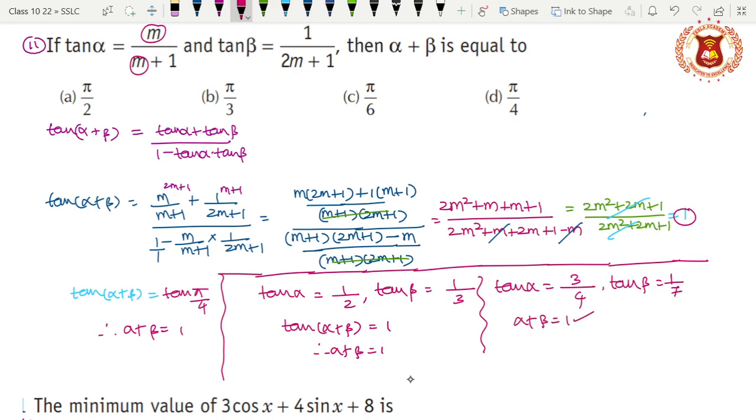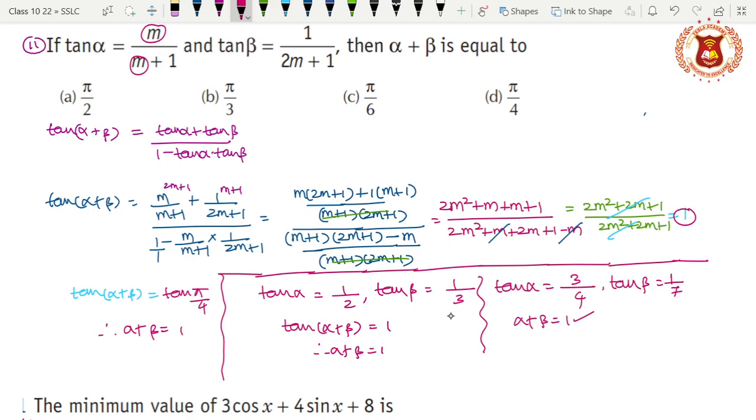This is an important trick to solve the problem. Everyone remember this. In the exam, you can solve the problem in a flash without wasting time, because you have to solve a lot of problems in less time. The time is less.